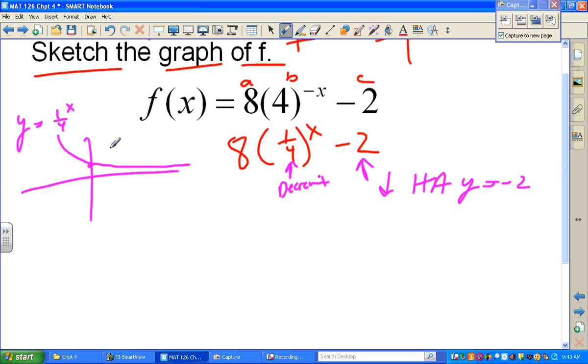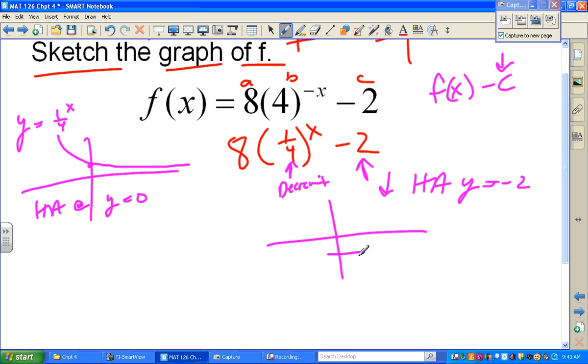Oh, because in our original graph, the horizontal asymptote is always at y equals 0. So if I have, you remember f of x minus c, what happens with the c? It's the vertical shift down. So if I'm moving all the points down 2, the asymptote has to get on with it. So, 1, 2. There's my horizontal asymptote. So, it's going to move this point from 0, 1. Where's it going to move it to? 0, -1. I haven't addressed the 8 yet.